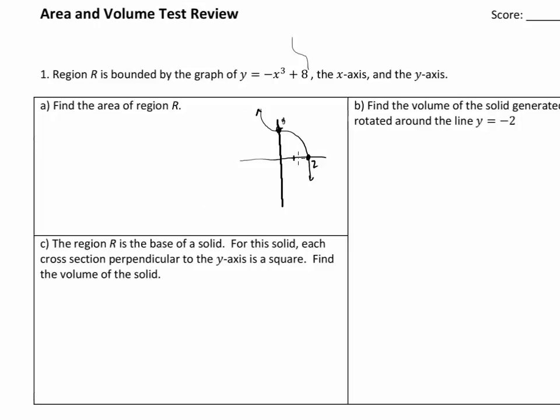So it looks like we could do this either with respect to x and do vertical lines, or we could do it with respect to y and do horizontal lines. Since it's already written with respect to x, I'm just going to stick with this way. To find the area, it's top minus bottom. So our equation is going to be from 0 to 2, and this is dx. We've got negative x cubed plus 8 minus the bottom, which is 0, so minus 0.